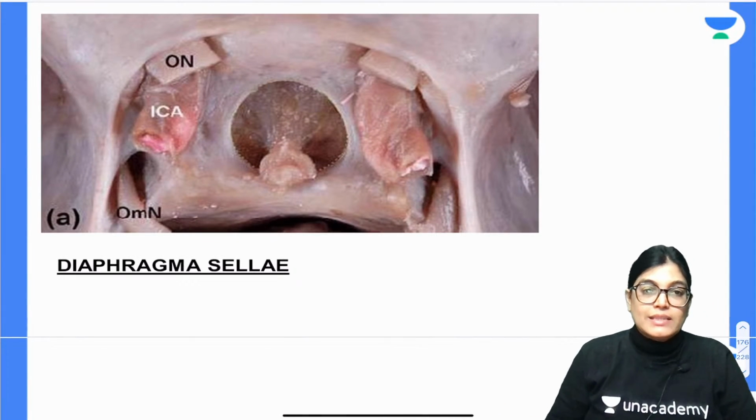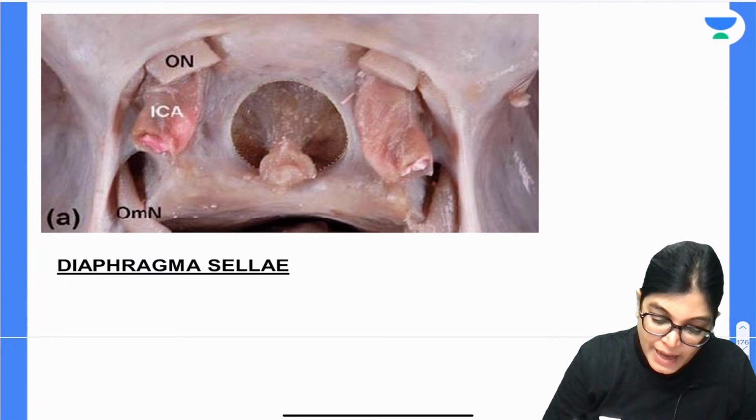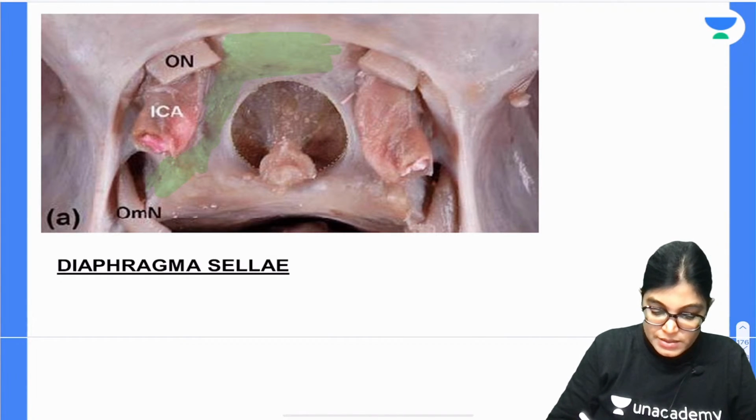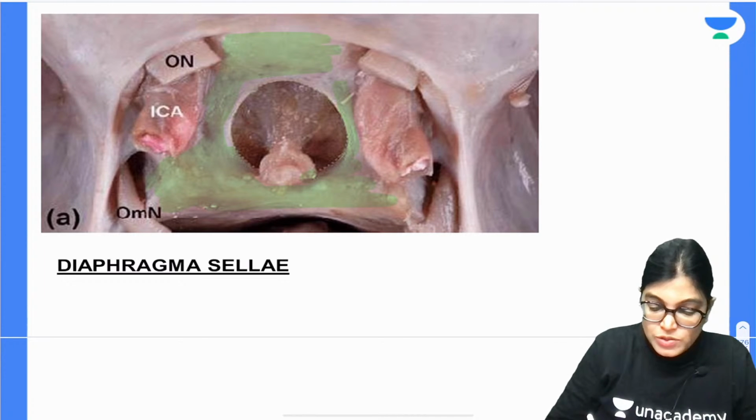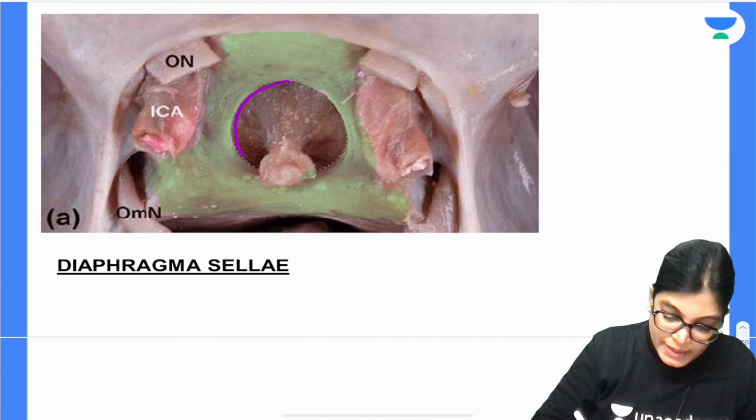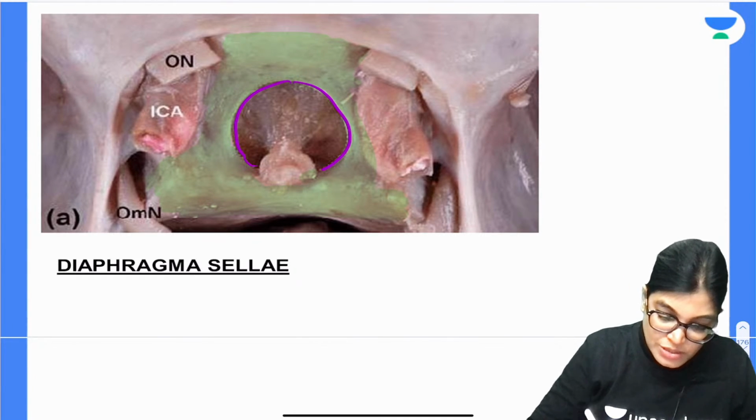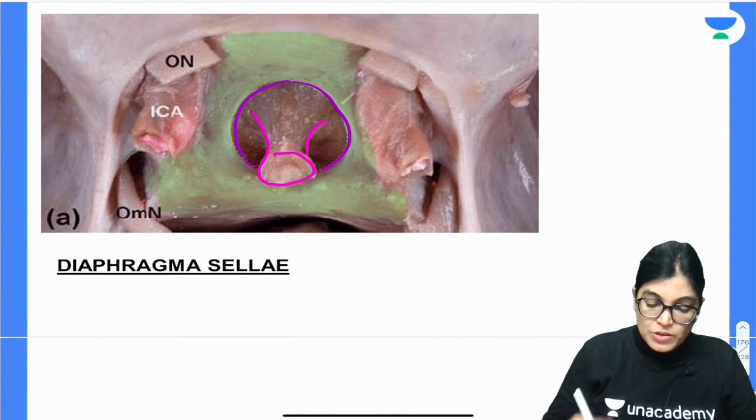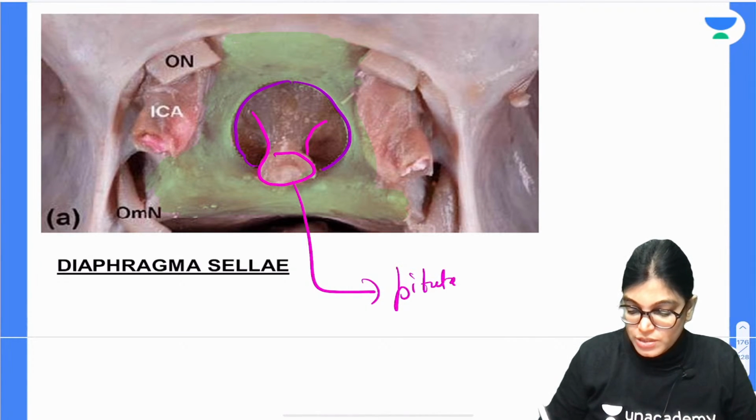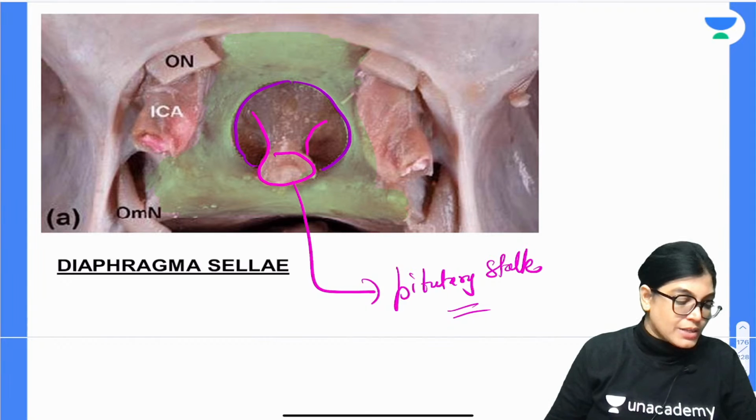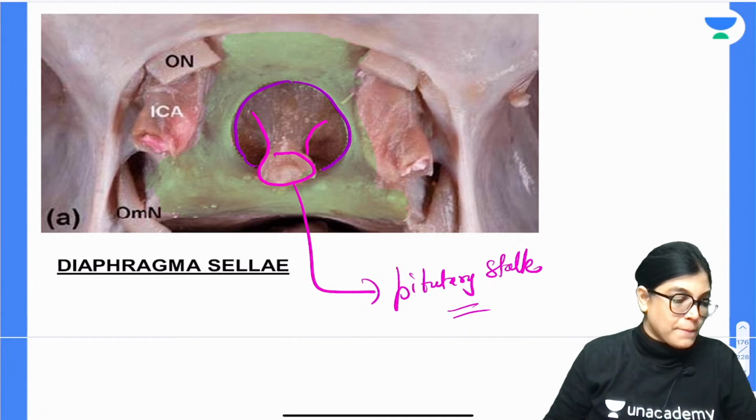So we are done with one image. Now this is a cadaveric image where you can see the diaphragma sella very nicely. This whole structure, which I am highlighting in green, is the diaphragma sella, lying over the cranial cavity. Very nicely you can see the aperture in the middle, and the structure traversing through this aperture is the pituitary stalk. Got it? Infundibulum. Absolutely right, Satyam.